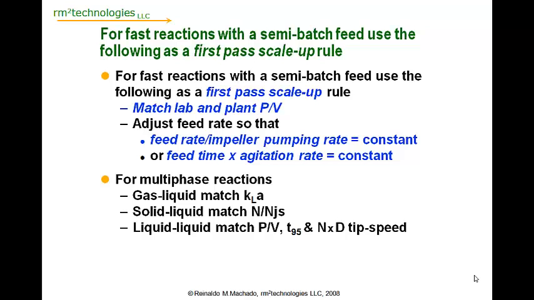For multi-phase reactions, we'd like to match our mass transfer coefficients, and now that we have correlations for the lab scale, we can continue doing this. For solid liquids, to maintain similar mass transfer coefficients, and also to maintain similar suspension, we would like to keep the N_JS over N_J a constant as we scale the process up. For liquid-liquid systems, it's a bit more complicated. There you must match the power per unit volume, your T95, and often the tip speed of your impeller.